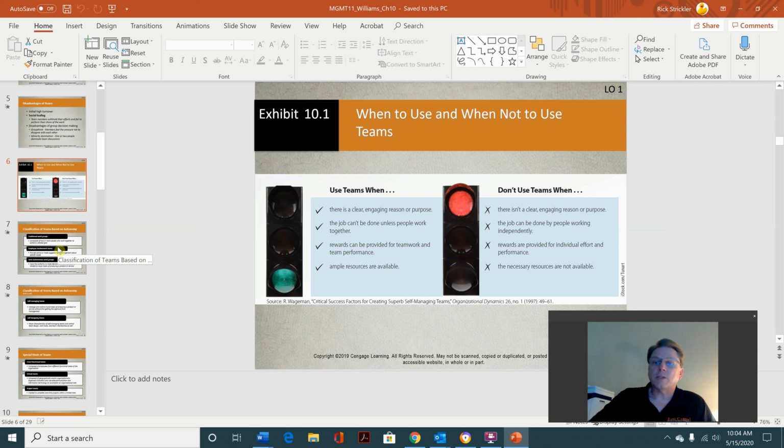When to use and when not to use teams, groups. When to use: when there's a clear, engaging reason or purpose. The job can't be done unless people work together. Rewards can provide for teamwork and team performance, and ample resources are available. When not to: when there's no clear and engaging reason or purpose. The job can be done by people working independently. Rewards are provided for individual efforts, and necessary resources are not available.